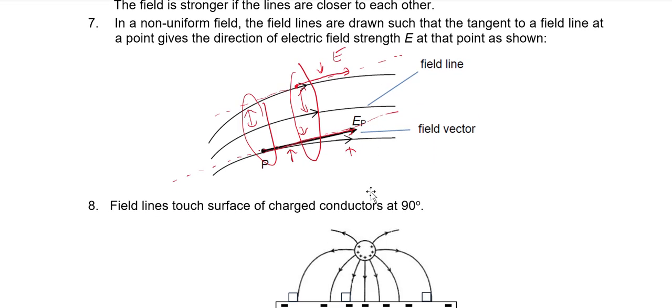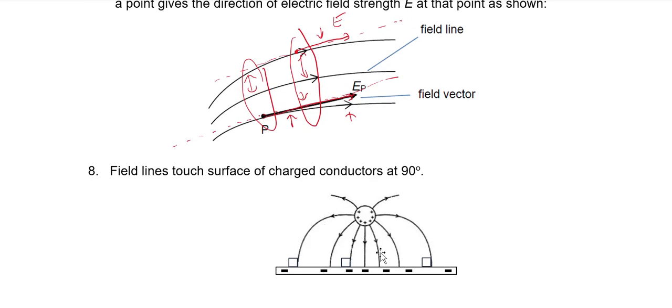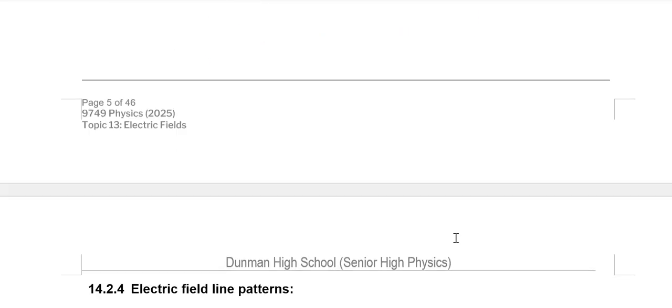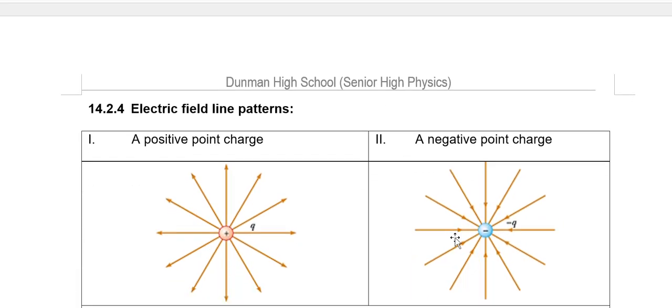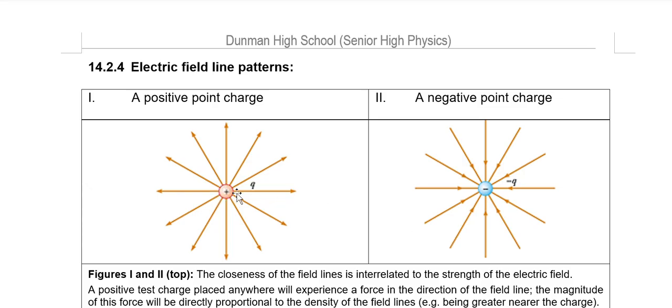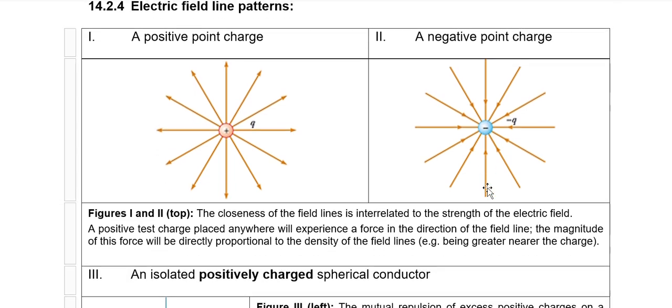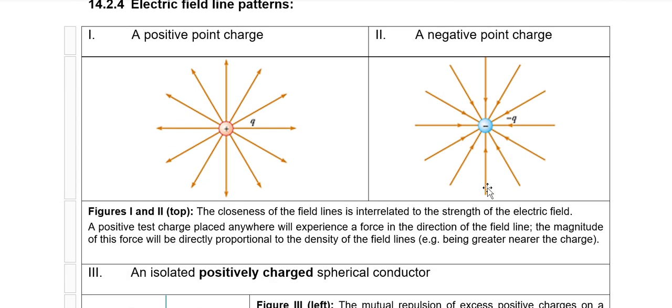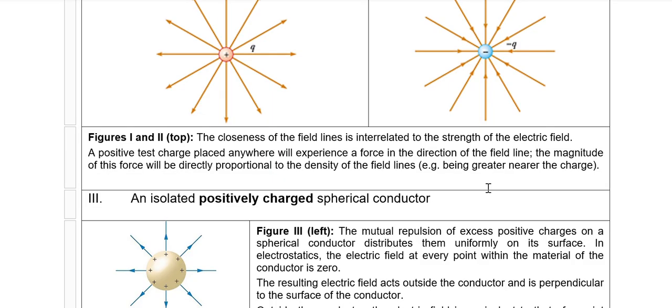Field lines touch the surface of conductors at 90 degrees. The reason for this, you can read in the appendix. The appendix is not technically in the syllabus, but if you are a stronger student, I think reading the appendix will help you gain a better appreciation of what's going on. For the electric field line pattern, as we talked about before, a positive charge's field lines go outwards, and a negative charge's field lines go inwards. Closeness is related to strength.